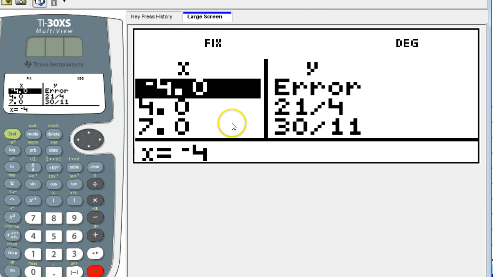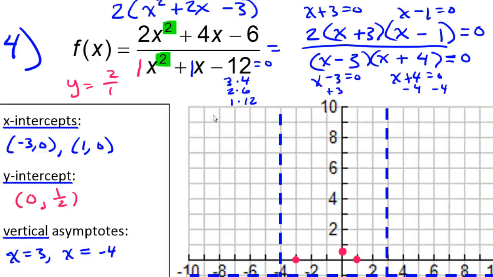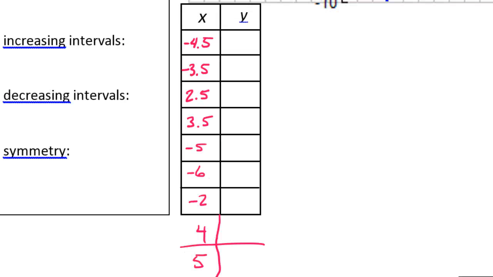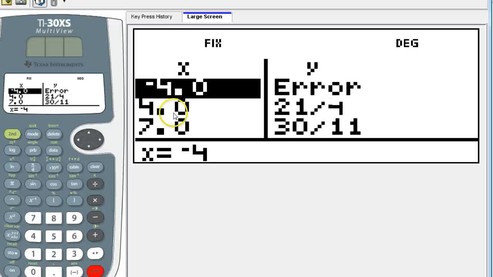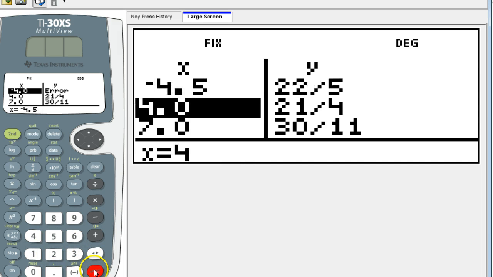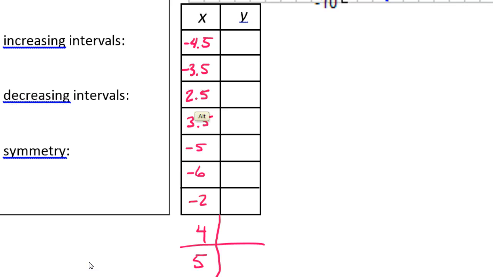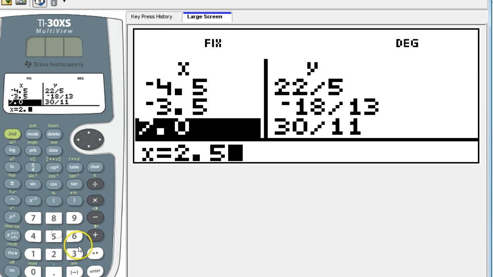Okay, these are from my previous problem. So I decided I'm going to do negative 4.5, negative 3.5, 2.5, etc. So let's see, negative 4.5. All right, negative 3.5. And what did I say? 2.5. All right, those are my first 3 values.